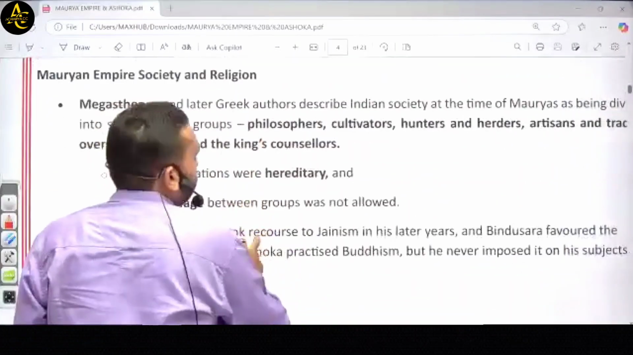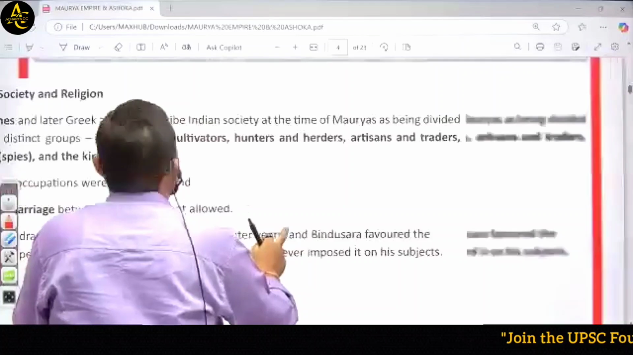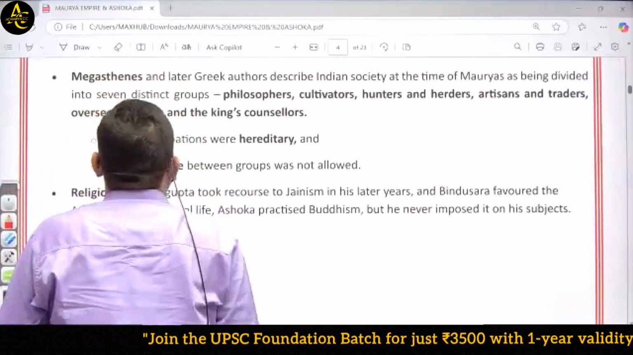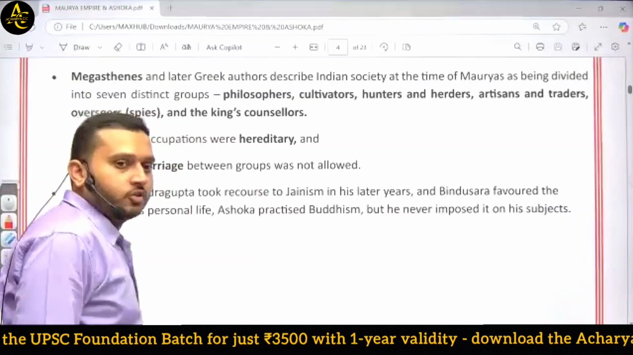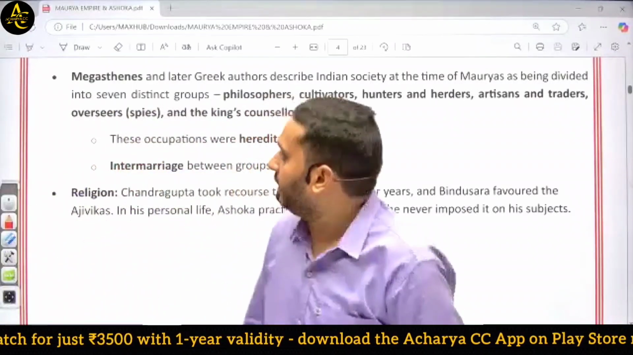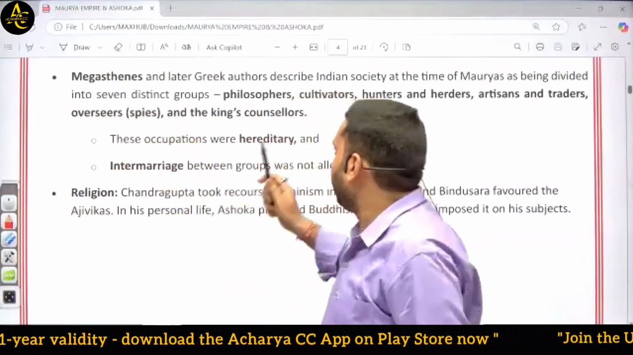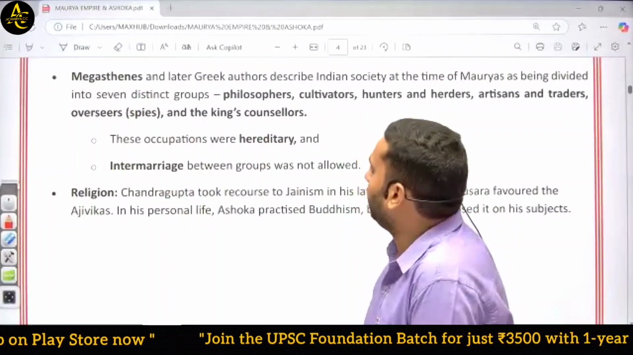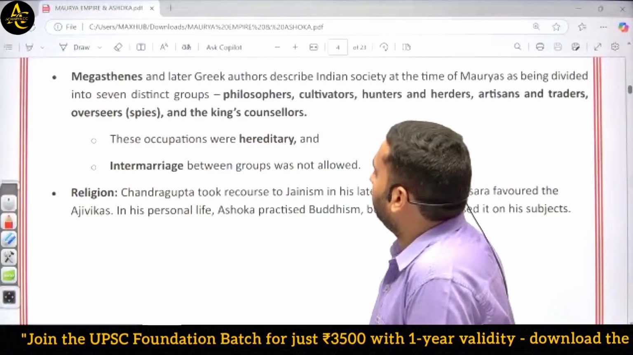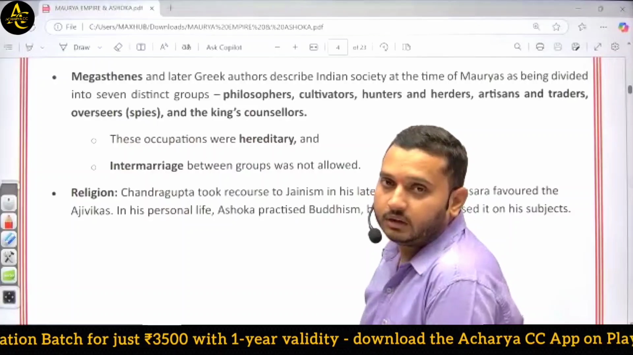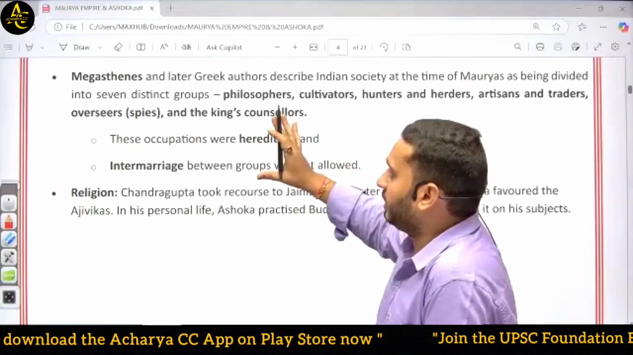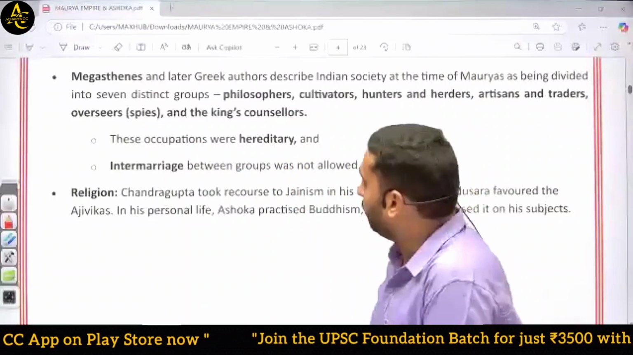So first we discussed the Mauryan Empire and its economy, society and religion. The book Indica, written by Megasthenes, and other later Greek authors provide various details about the society of the Mauryan Empire. They told that the whole society was divided into 7 distinct groups.